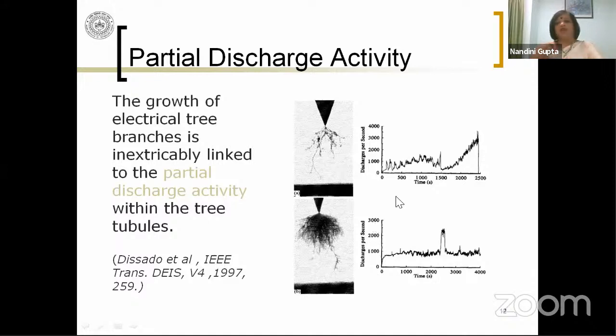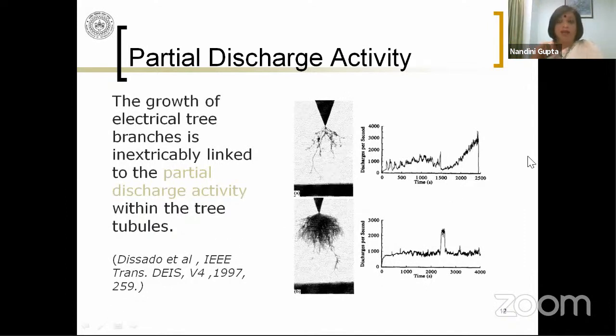So the treeing continues to progress by step addition of branches. More and more branches are added. These branches progress towards the other electrode. And ultimately, you will have a situation where the tree progresses to the other electrode. And you might have a situation that one of these branches will reach the other electrode. And through that branch, there will be the formation of a complete path bridging the two electrodes, and complete short circuit will happen.